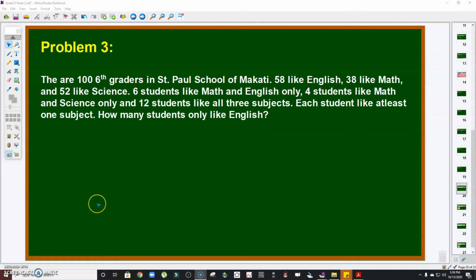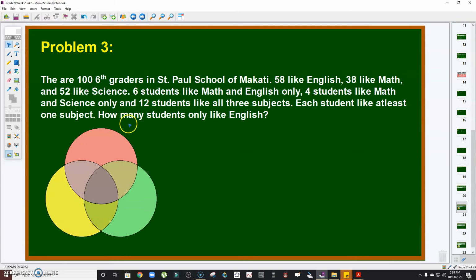Okay, problem number 3. There are 106 graders in St. Paul's School of Makati. 58 like English, 38 like Math, and 52 like Science. 6 students like Math and English only, 4 students like Math and Science only, and 12 students like all 3 subjects. Each student likes at least 1 subject. The question is, how many students only like English?